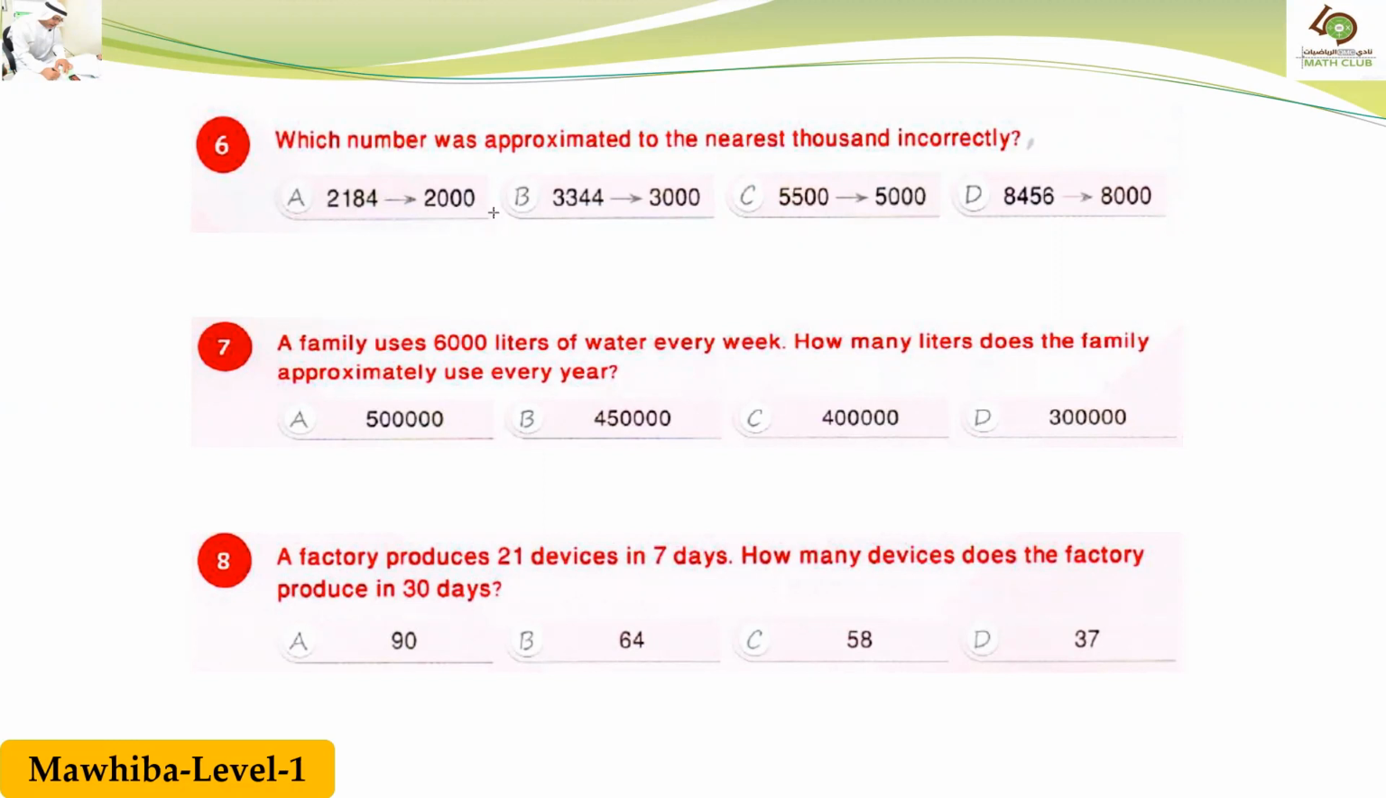So how do I know the approximation here? When I approximate here, it is approximated to the nearest 1,000. This is from your book, but I chose some questions to solve. Which number was approximated to the nearest 1,000 incorrectly? Yes, incorrectly. So you know here it says incorrectly. So what is it here?